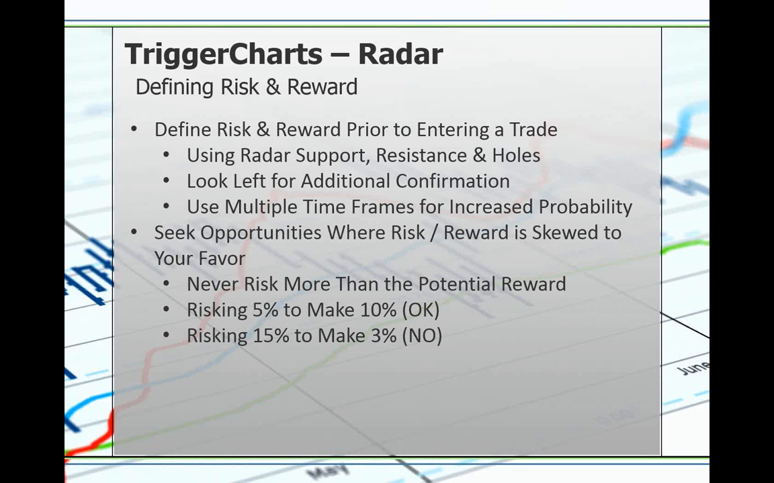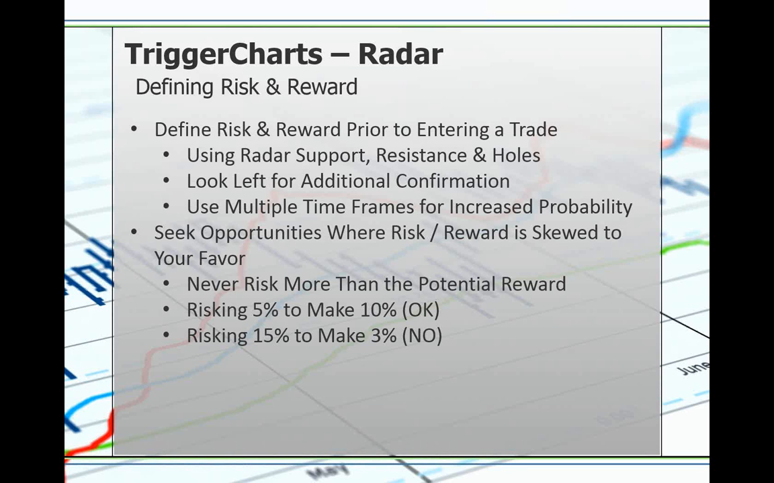The other important thing we need to put down as the definition in defining risk is the idea that you never risk more than the potential reward. For example, you want to make sure there's a multiplier effect on the risk. So maybe you can risk 2, 3, 4, 5% to make 10%. Hey, that's great. But if you risk 15% to make 3%, that doesn't make any sense at all.